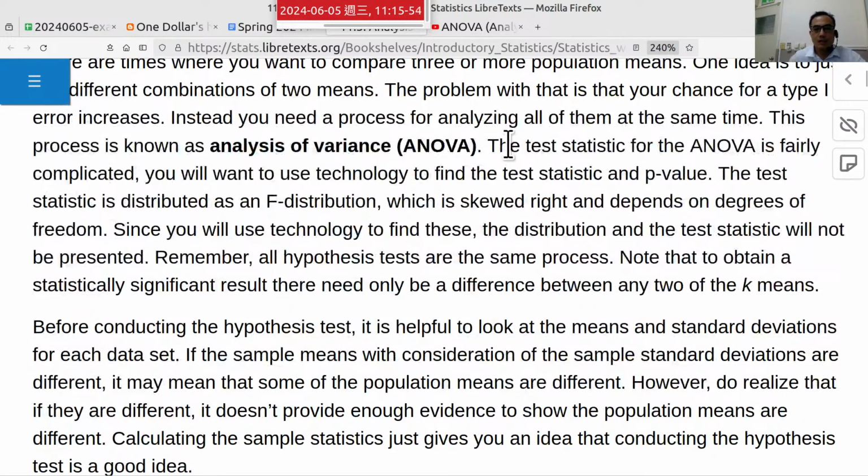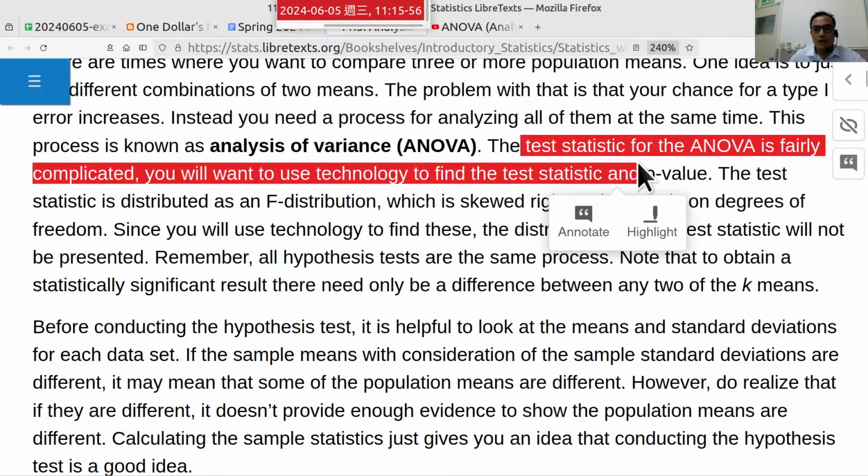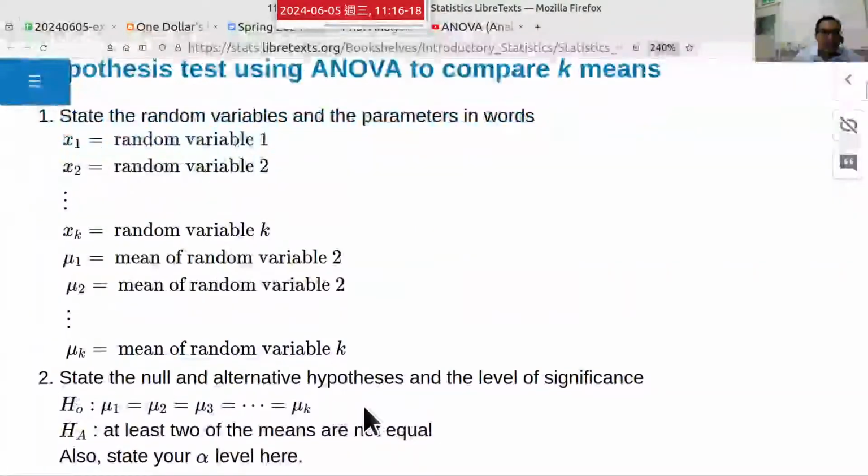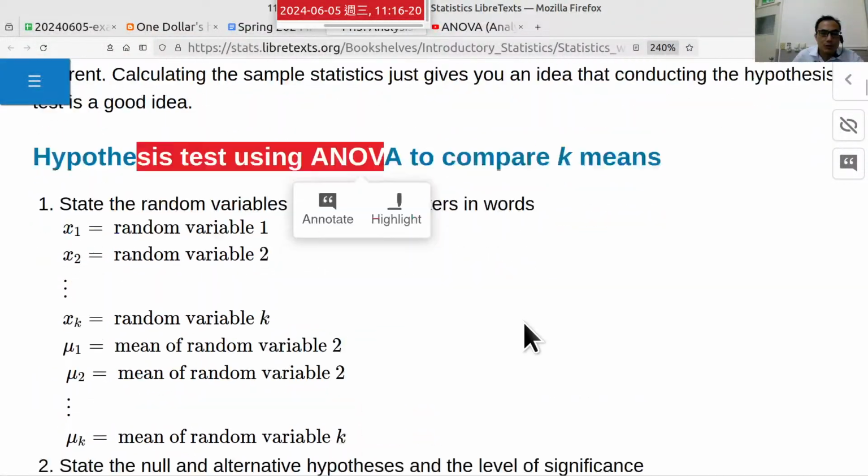ANOVA. The test statistic for the ANOVA is fairly complicated. Again, very complicated. But when you watch my operation, how to copy paste, it's easy. But the background knowledge is complicated. You don't need to understand it in the future unless you attend graduate school for statistics. Otherwise, you don't need that. Okay, just come to here. Hypothesis. Okay, we ignore this part.